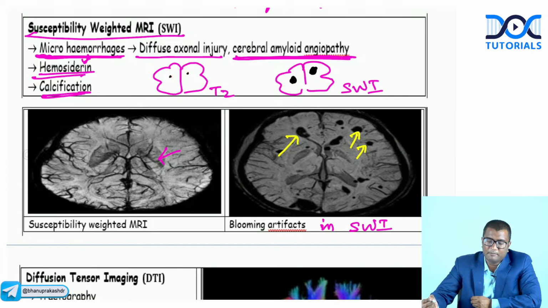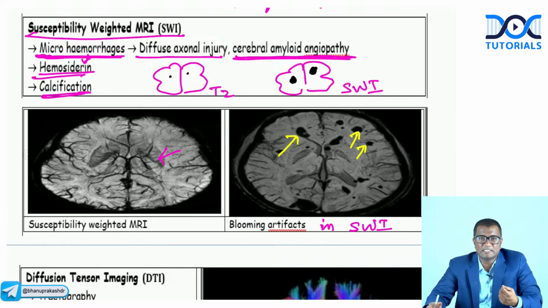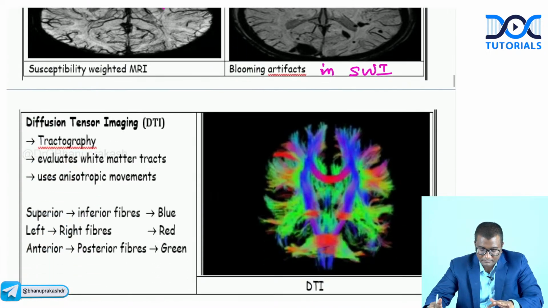So this is about susceptibility. Which sequence will show blooming artifacts? Susceptibility weighted imaging. Around which structures will you see blooming artifacts? Whenever there are areas of microhemorrhages in the brain, or hemosiderin deposits or calcifications. Microhemorrhages, hemosiderin, calcifications show blooming artifacts on a susceptibility weighted image.